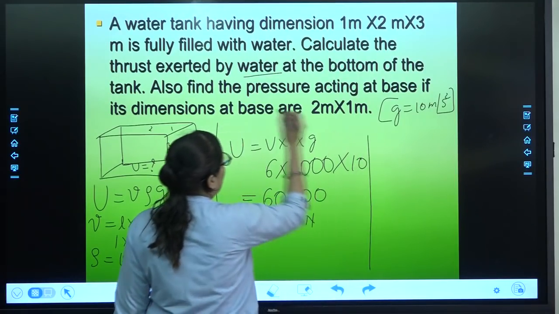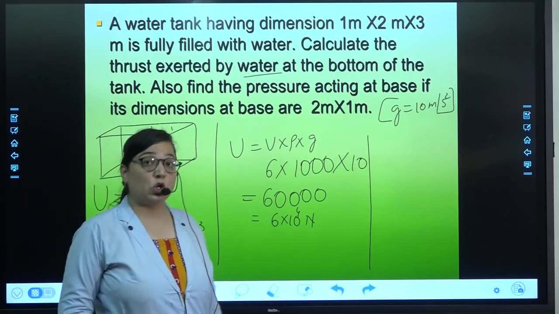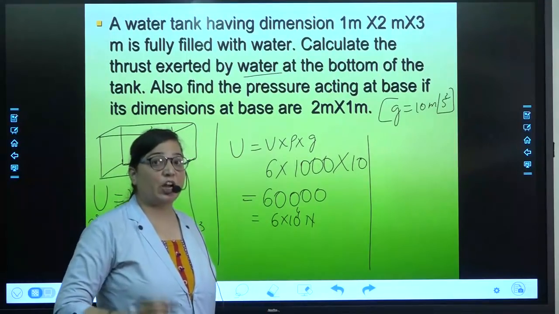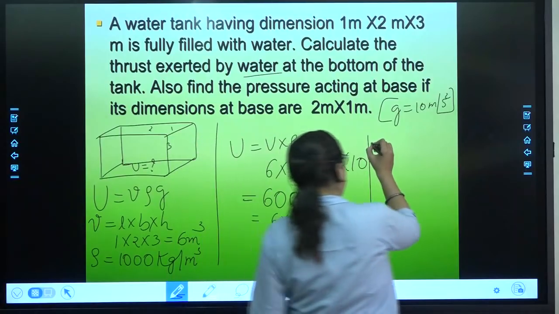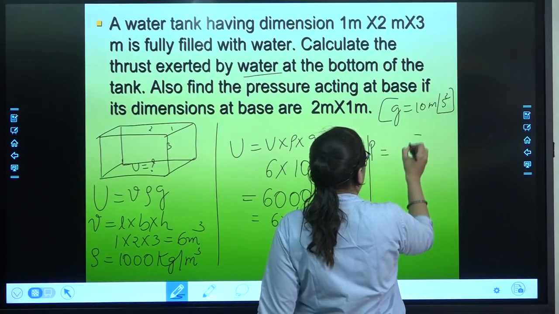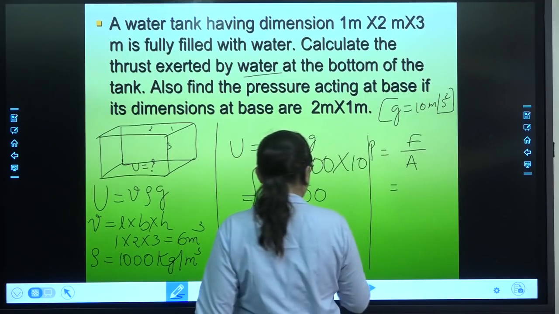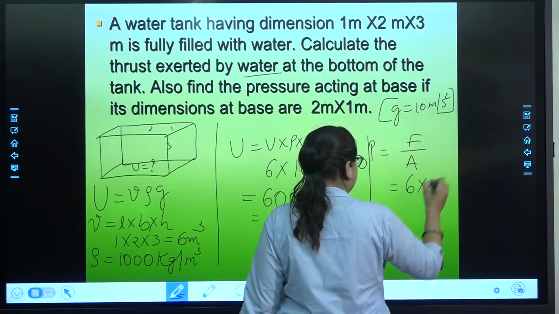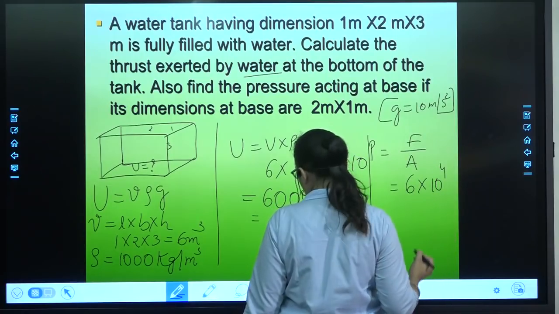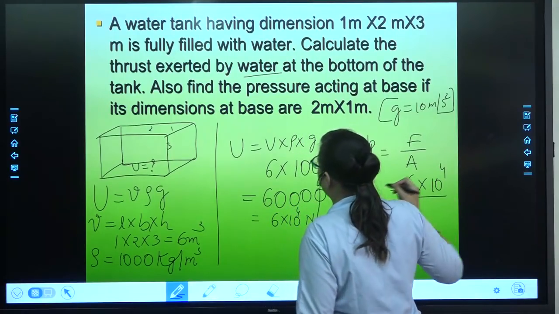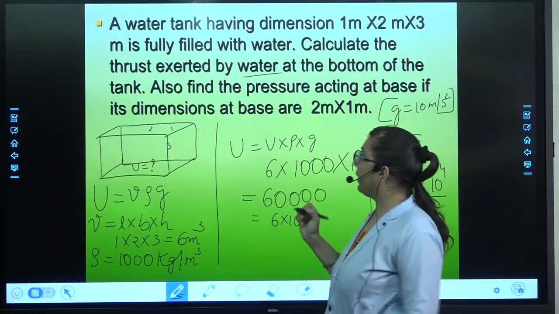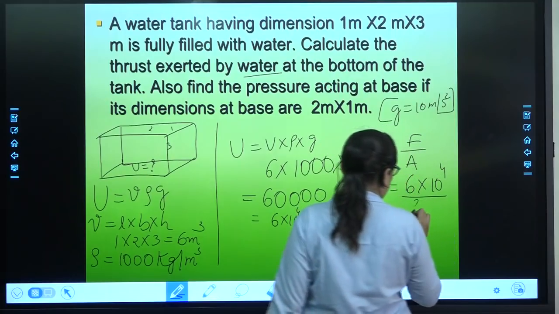Now, what have they asked? They have asked to find out the pressure at the base. What is the formula for pressure? It is force upon area. What is the force over here? It's 6 into 10 raised to 4, upon the area. Area will be what? L into B, 2 into 1, which is 2.